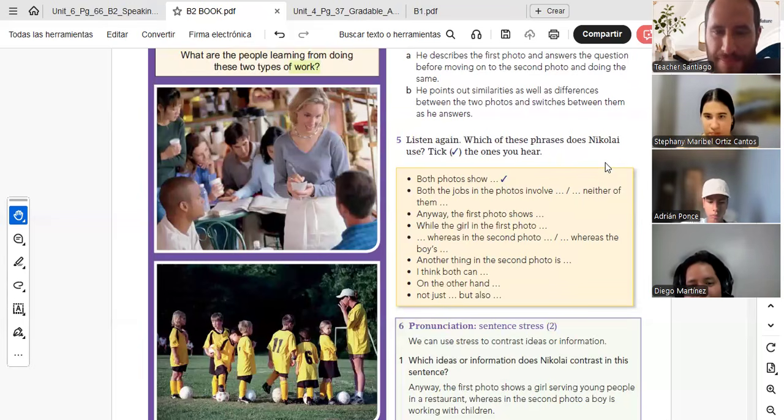So, well, what more can I say? The girl who is a waitress is working by day. Maybe there are a lot more people in a cafeteria by the day, and the trainer or the coach is working at night. So that's it.